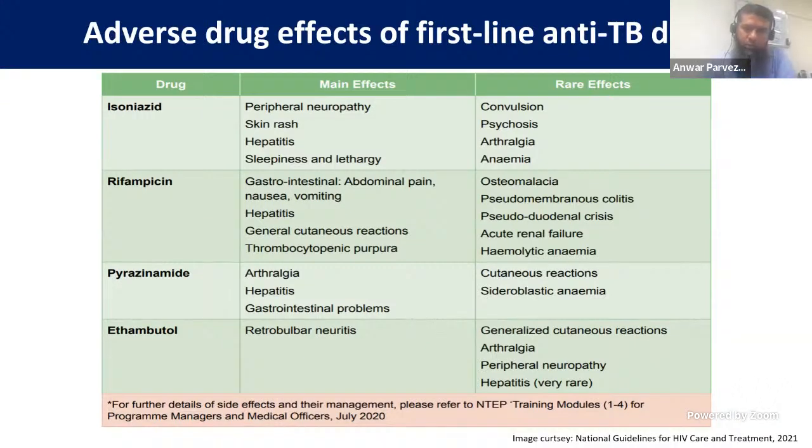Rifampicin can cause abdominal pain, nausea, vomiting, hepatitis, cutaneous reactions. Pyrazinamide can cause arthralgia or GI problems, and ethambutol can cause serious retrobulbar neuritis, which has to be taken very seriously, and the patient has to be stopped on treatment. There can be other rare side effects of these medications.